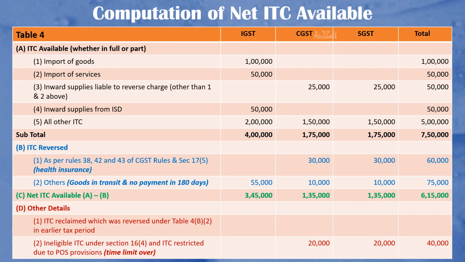So the crux of this computation is whatever appears in part C, that is net ITC available, is the total input tax credit that you can avail during any tax period.